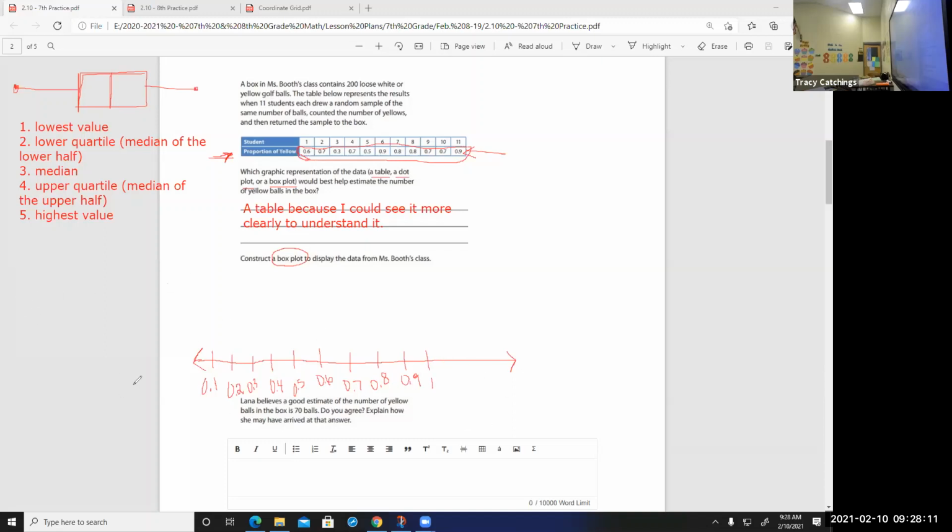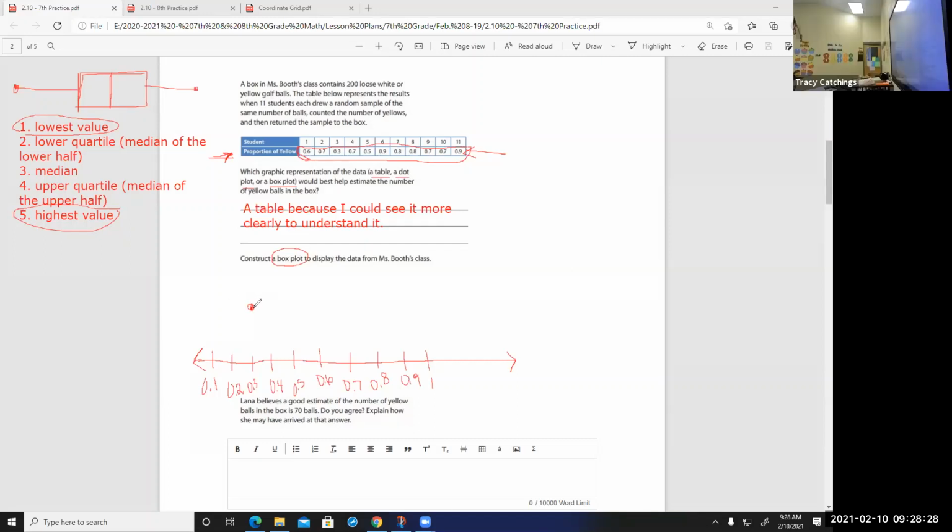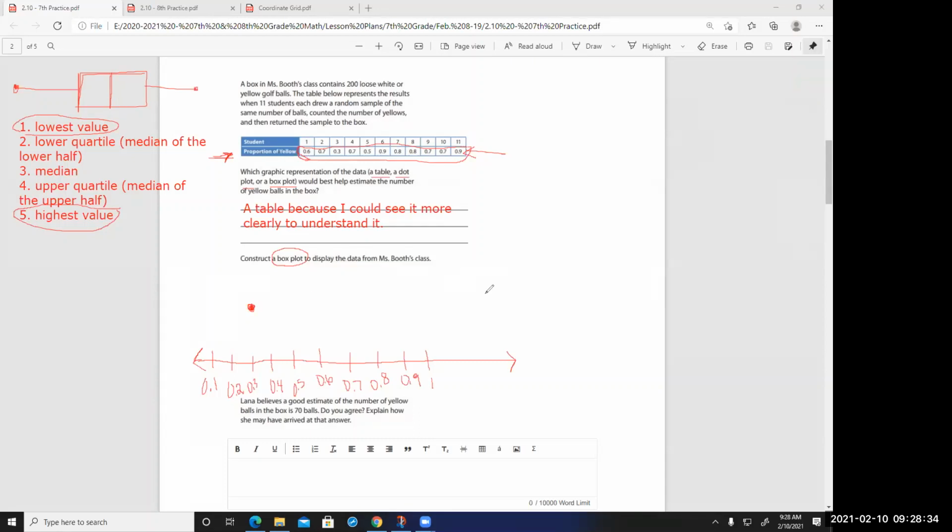All right, the easiest we said we can find is that lowest value and that highest value. What's the lowest value we got? 0.1. Good job, so that'll be part of our whisker. What's the highest value we have? 0.9. Great job.